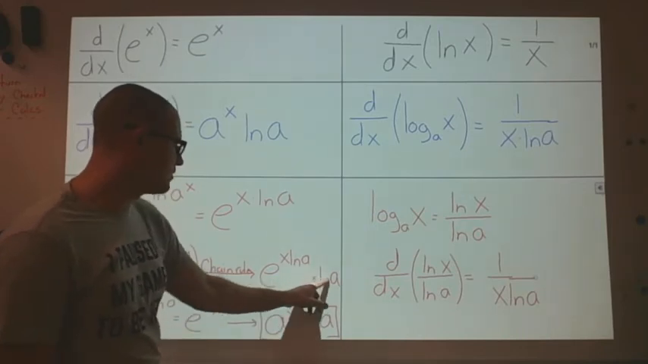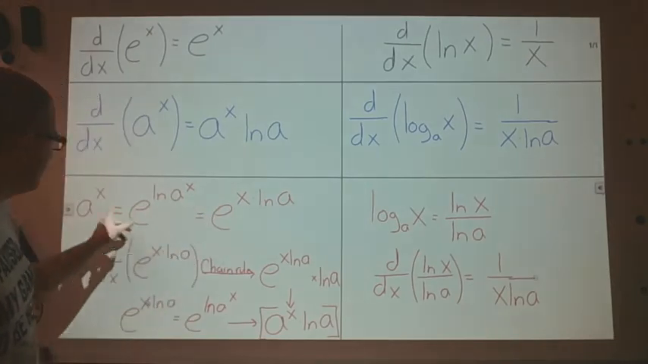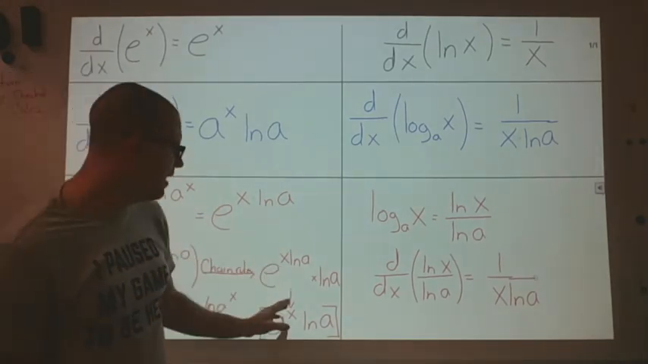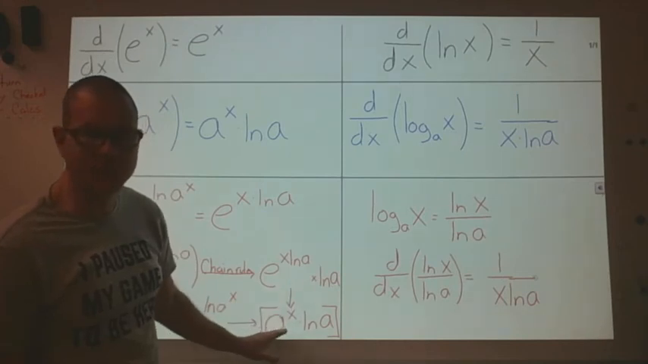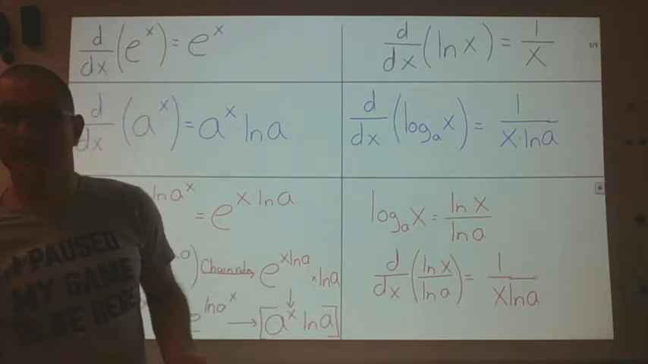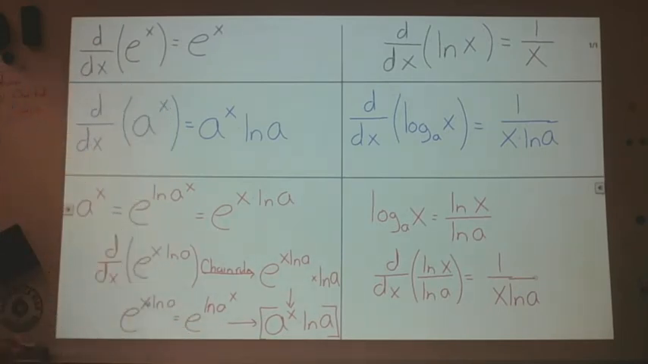So now we have this. And then, because e to the x natural log a is equal to a to the x, I undo that substitution, get a to the x, and then that natural log a follows through. So we have those two. That is the next exercise.